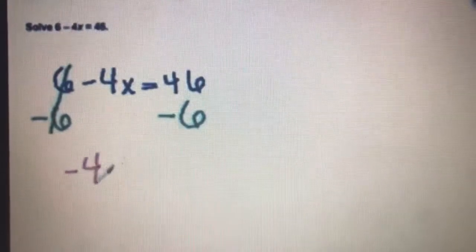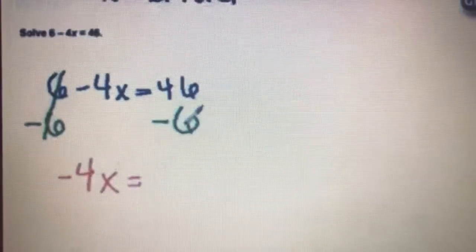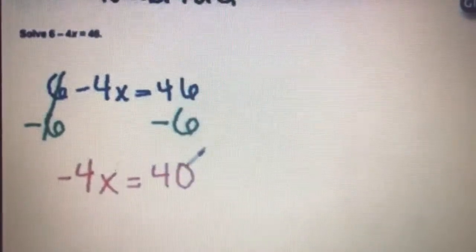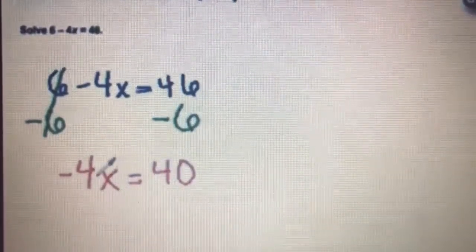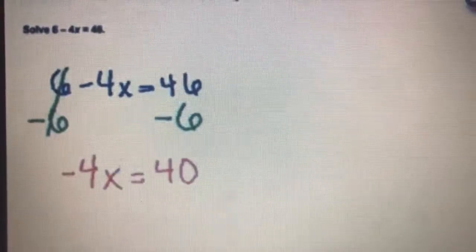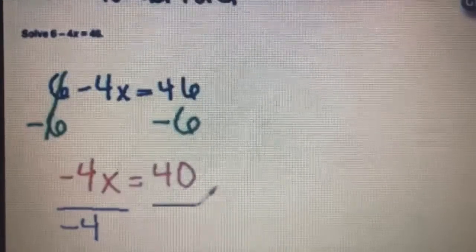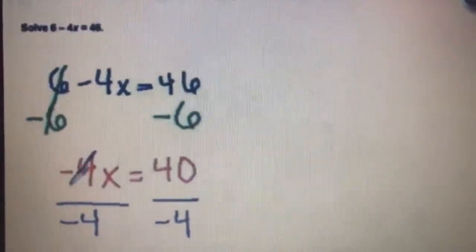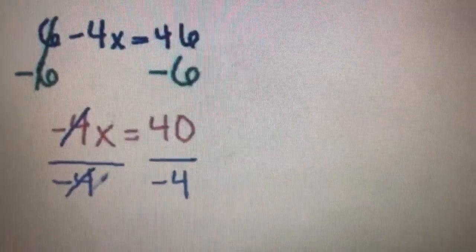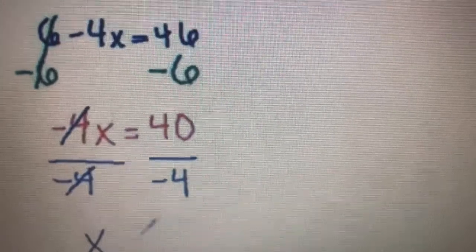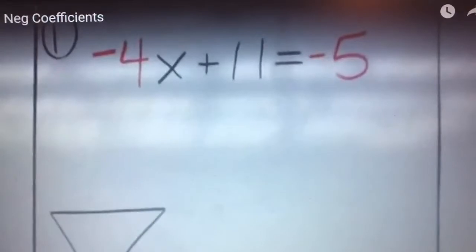On the left-hand side, we're left with negative 4x equals 46 minus 6, which is 40. Now we have negative 4 times x equals 40, and because we have multiplication, we need to divide both sides by the coefficient of x, which in this case is negative 4. The negative 4s will cancel one another out because negative 4 divided by negative 4 is 1. So we have x on the left, and 40 divided by negative 4 is negative 10.